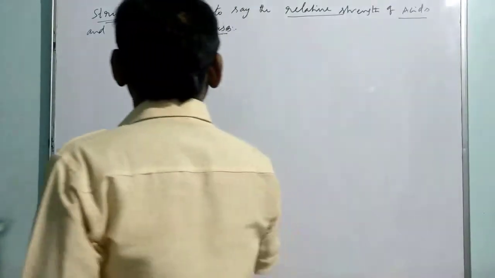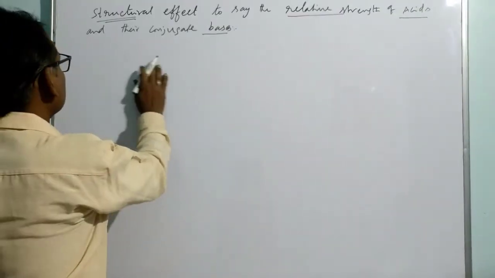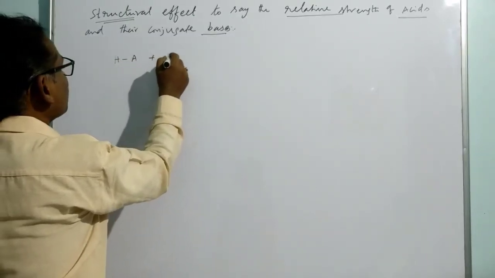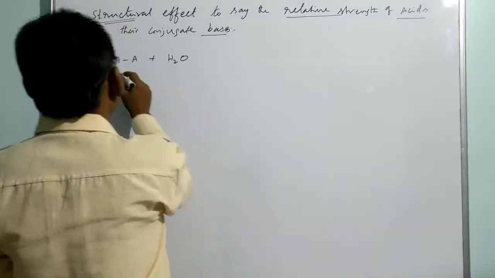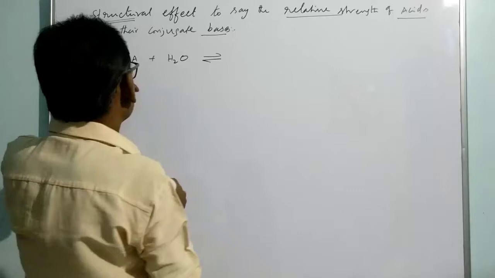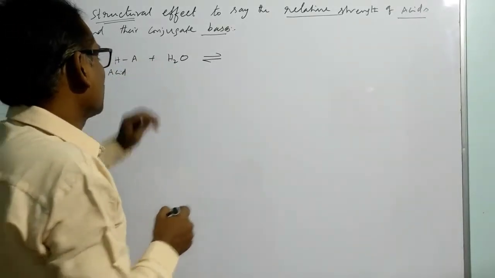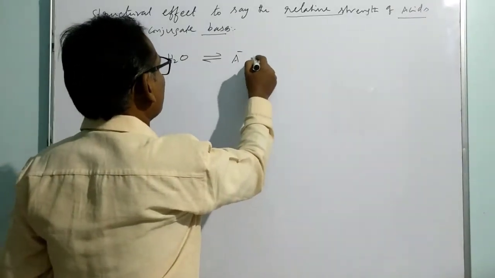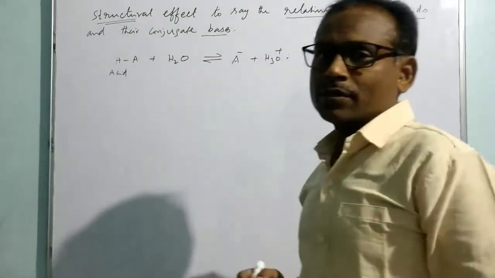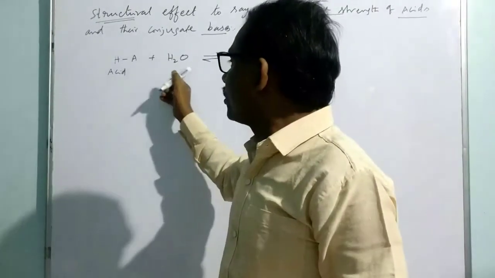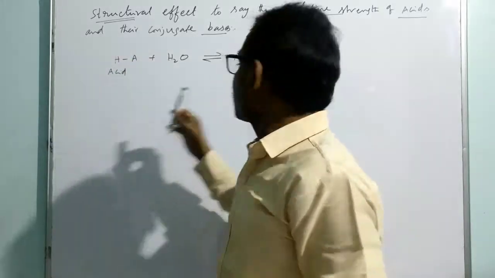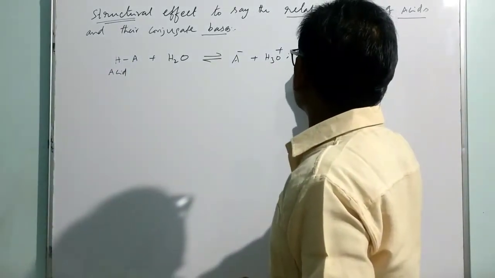So let us consider, for example, we have an acid given by HA, and the strength of that acid is normally defined in water. A transfer of proton from this acid to water gives rise to A minus and H3O plus. So the strength is normally dictated by the equilibrium constant in order to say the nature of this substance. So the equilibrium constant or Ka.